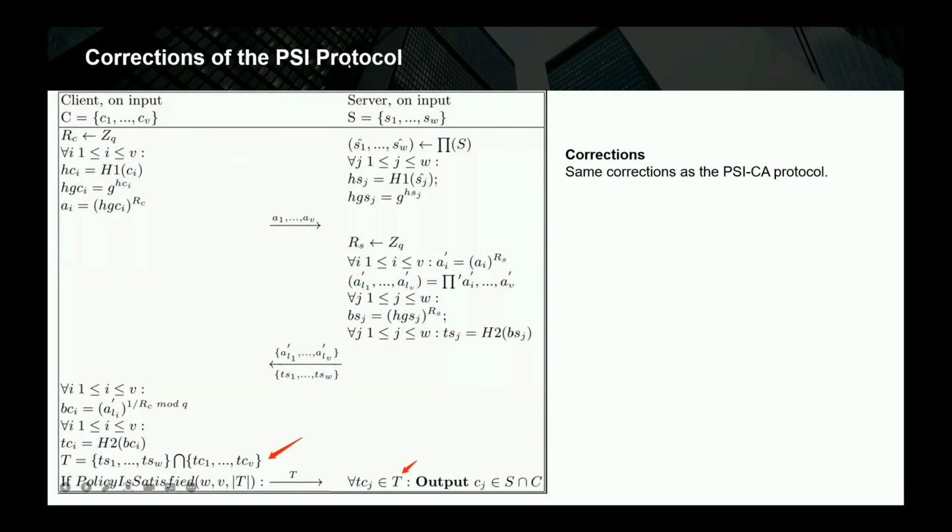The corrections of the extended PSI protocol are the same. The only difference is the last two steps. In the last two steps, the client will send the set T, which is the intersection of TS sub 1 to TS sub W and TC sub 1 to TC sub V, and set T to the server, and the server will recover the intersection items based on T.